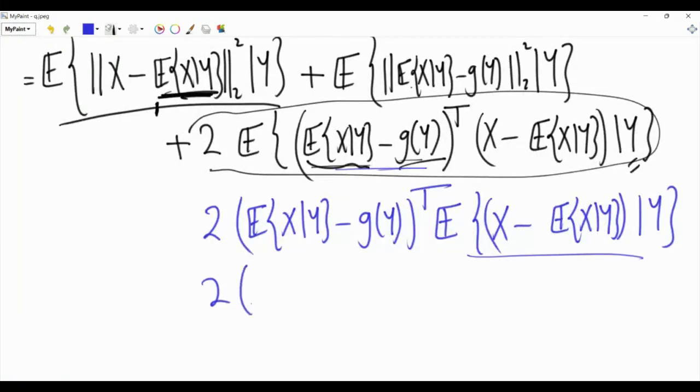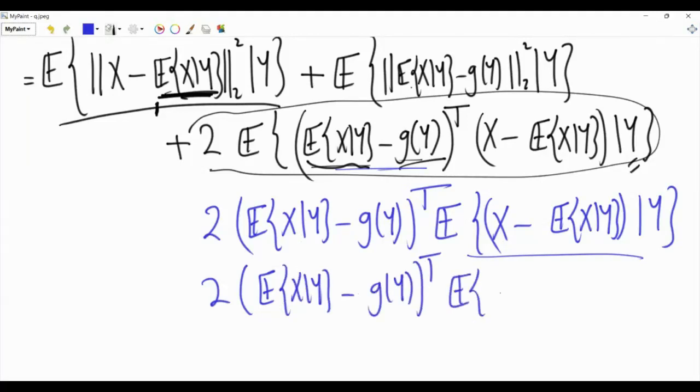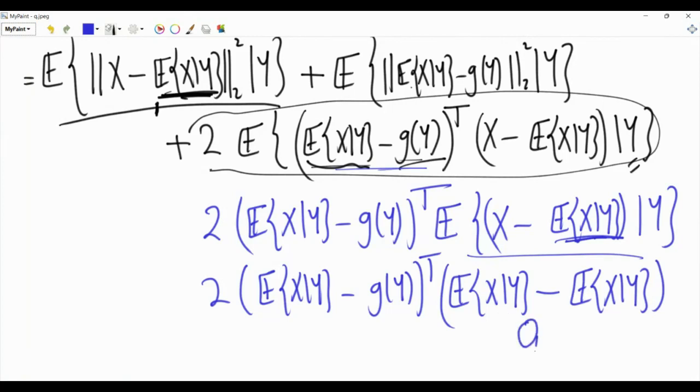But what is this? So here, let's copy this. This one is the expectation of x given y minus, when we take the expectation, this is like a constant vector because it's a function of y. So the expectation given y is just itself. And this difference is basically the all zero vector in n-dimensional space. And the inner product between any vector and the all zero vector is 0. So this third term is interesting. This third term is simply equal to 0.